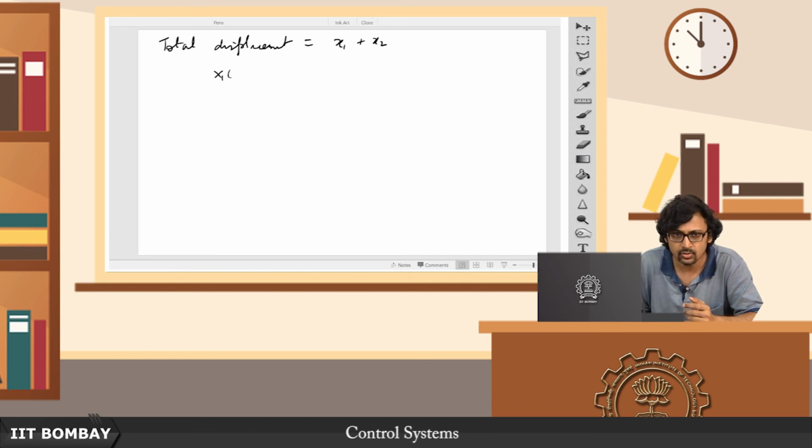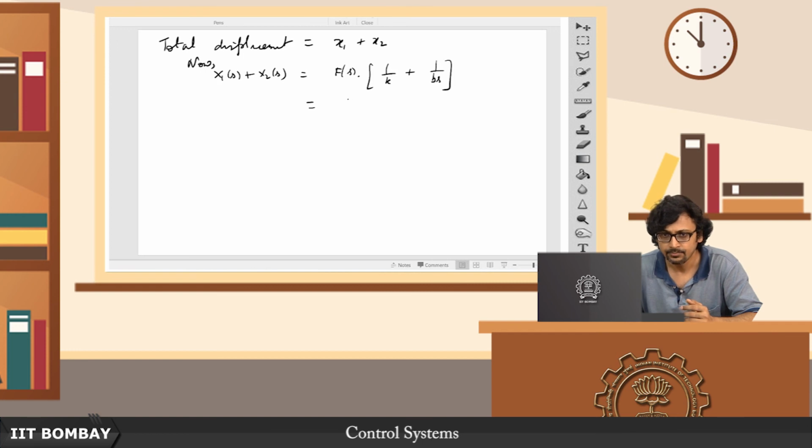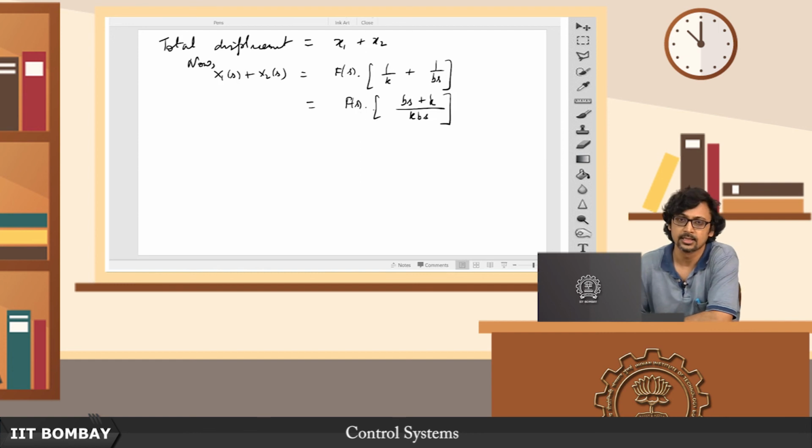So we know that x1(s) plus x2(s) is given by F(s), and we can take this common and write this as 1/k plus 1/(Bs), right. So that gives us F(s) times (Bs plus k) upon kBs, right. So that actually gives us a resultant relationship, you see.